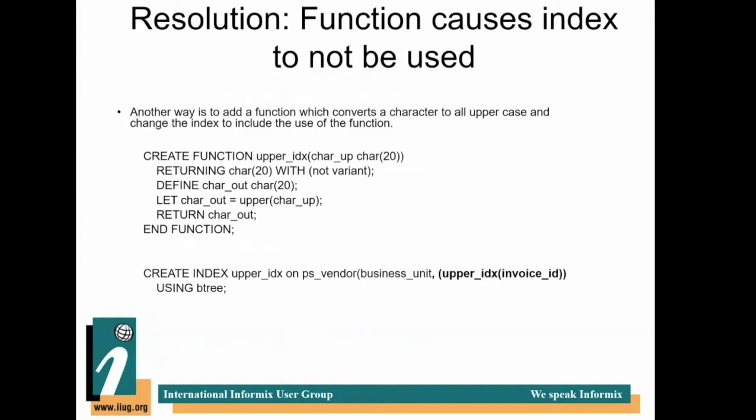Another way is to add a function which converts a character to all uppercase and change the index to include the use of the function. So here we would create a function to uppercase the data, return that all in uppercase, and then create an index which would use that function with the column so that it would be able to, again, get the query back much quicker. So again, two different ways that you can attack the issue.